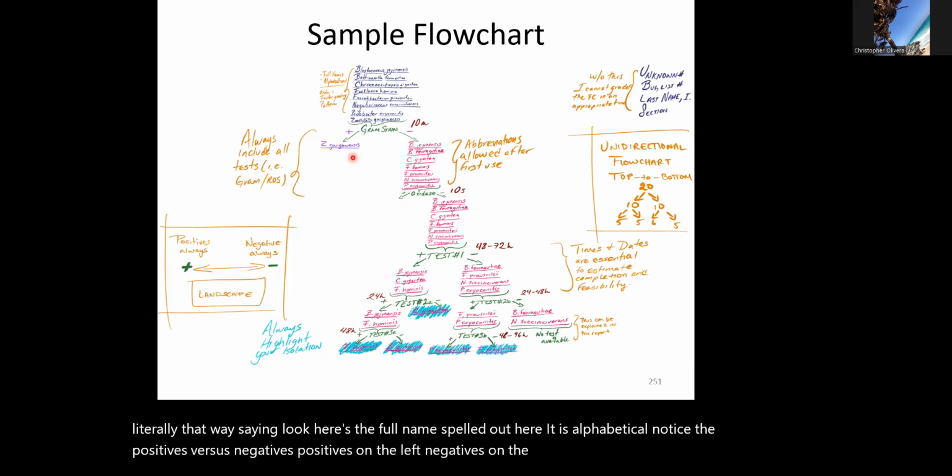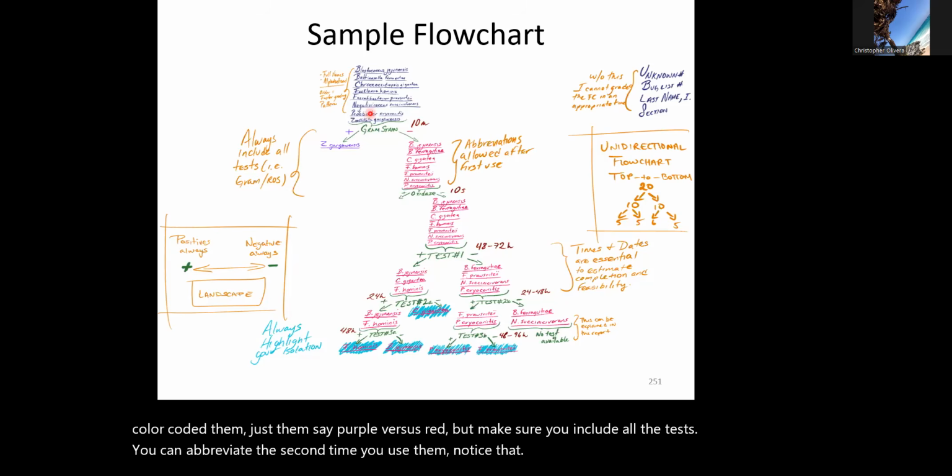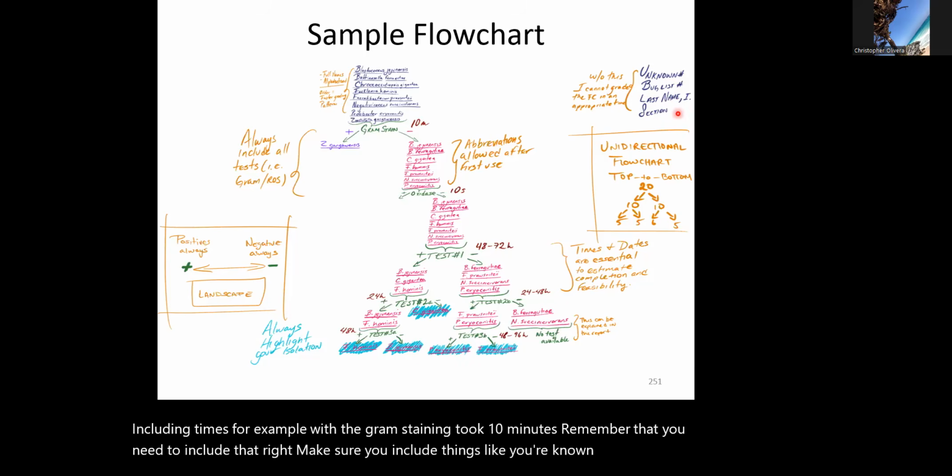I even color coded them, purple versus red, but make sure you include all the tests. You can abbreviate the second time you use them. Notice that I'm including times. For example, the Gram stain took 10 minutes. Remember that you need to include that, right? Make sure you include things like your unknown number, the bug list, your full name, your section, all that good stuff.